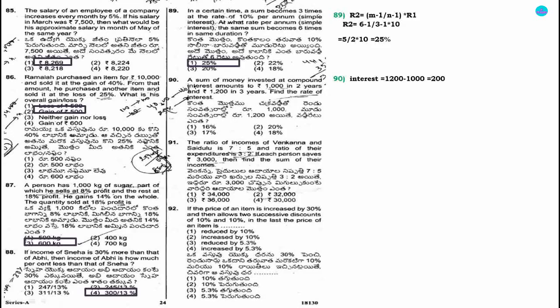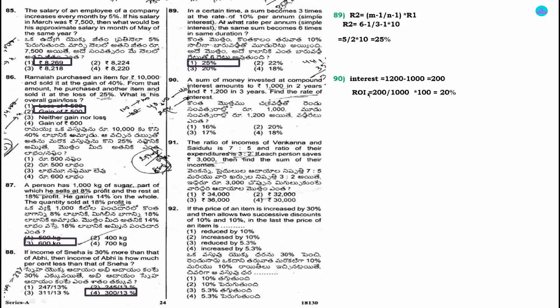Now 90. A sum of money invested at compound interest amounts to rupees 1000 in 2 years and 1200 in 3 years. So in 3 years how much is it getting? 1200. In 2 years it is 1000 and in 3 years it is 1200. So what is the difference? 1200 minus 1000, that is 200.